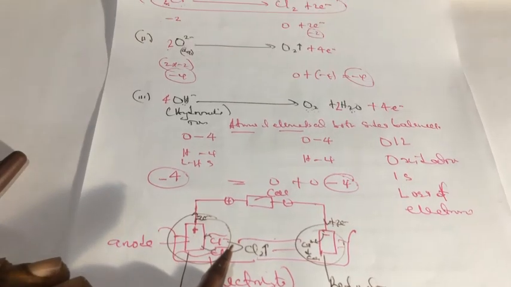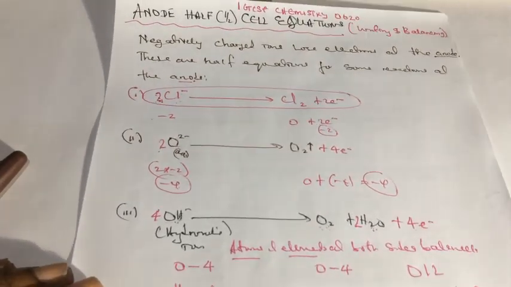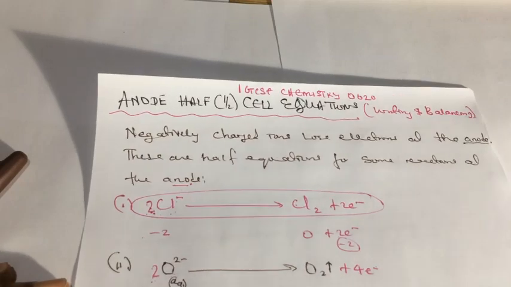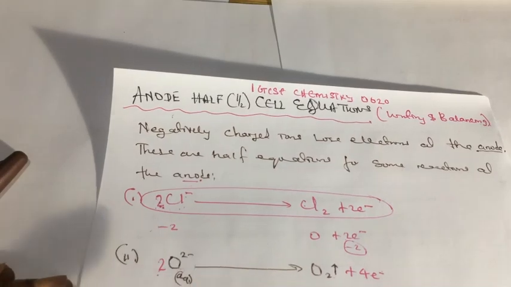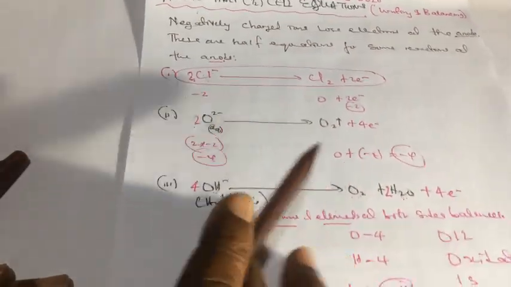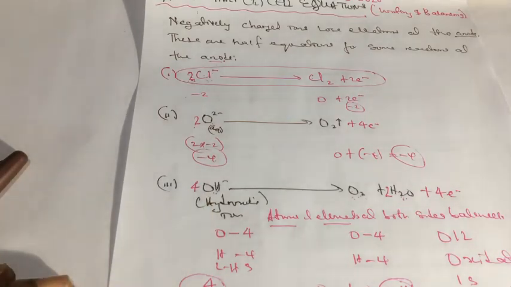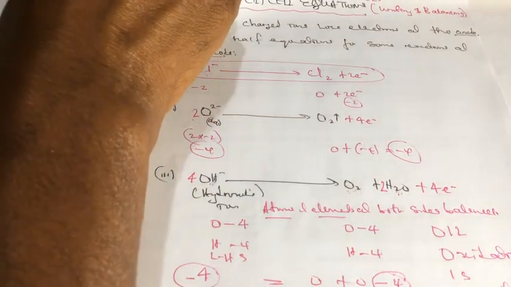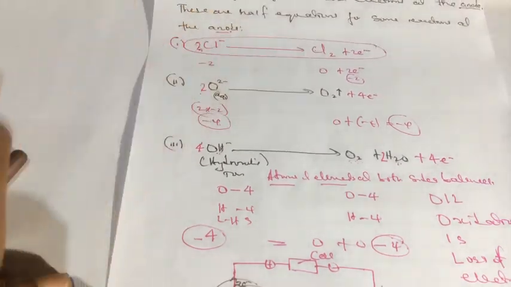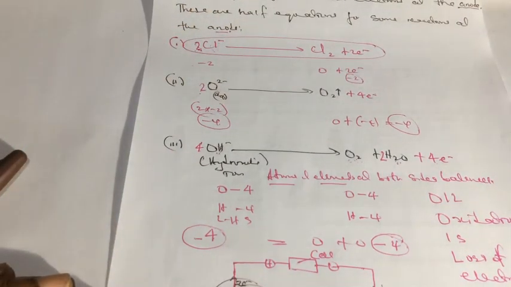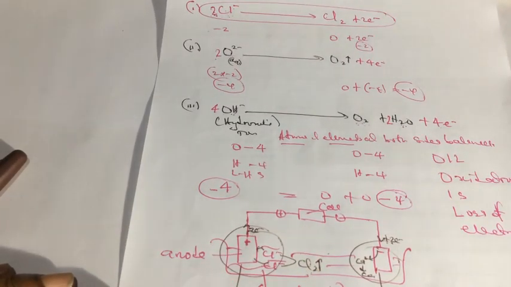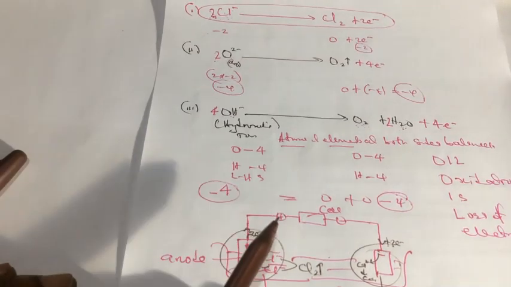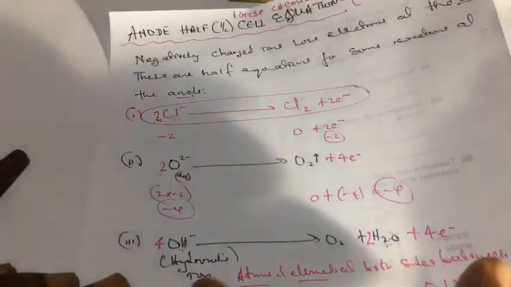So don't forget, I'm still trying to explain how to write and balance the anode half-cell equation for some anions. I have chloride ion, oxide ion, and hydroxide ion. So don't forget this, find time to study this and do more. You can try your hands on how to form the half-cell equation for other anions. Other anions will be given to you in the next work.